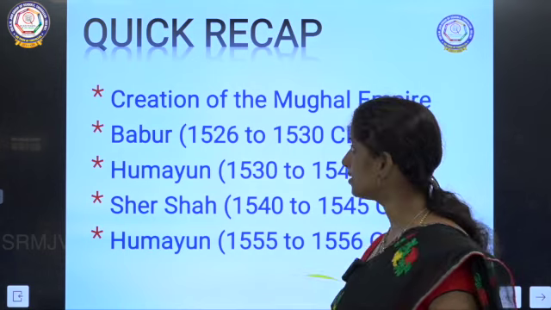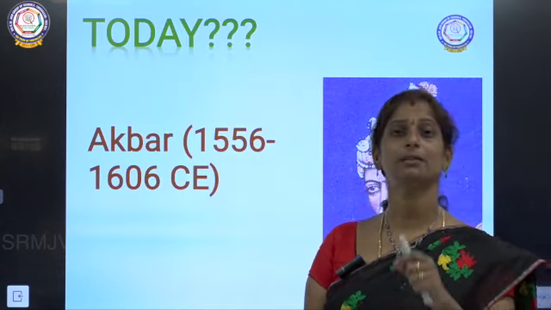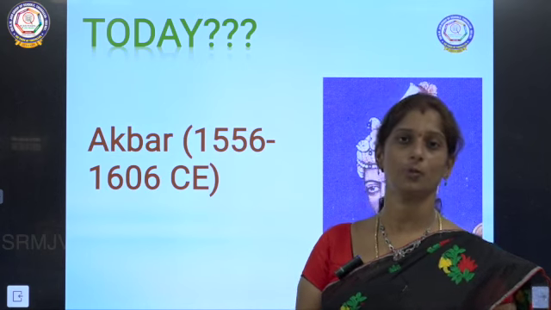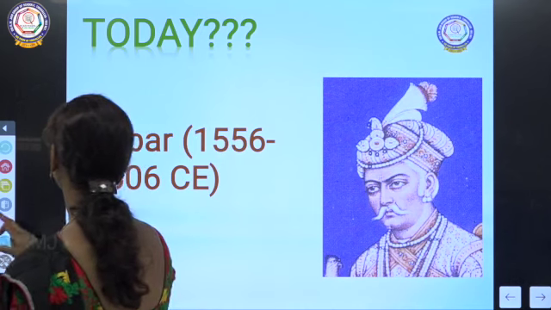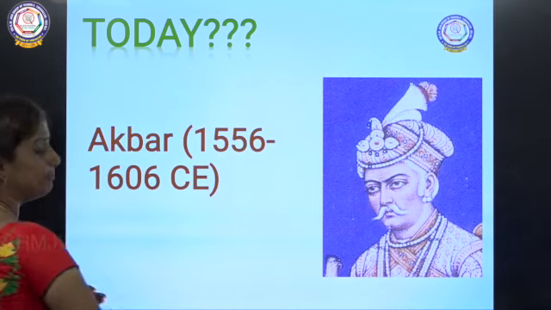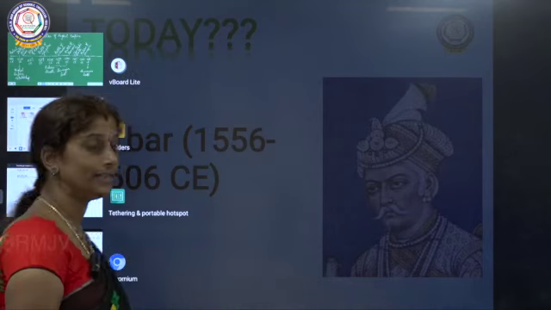So, today we are going to see more about Akbar. Akbar is the son of Humayun. Okay? Before going on to Akbar, we will just have a quick look on the previous timeline which we have seen earlier, right?